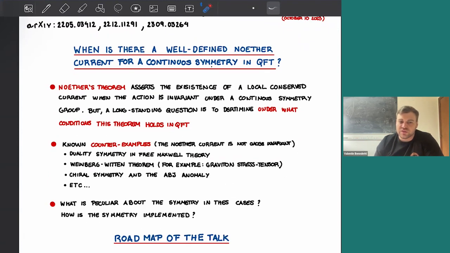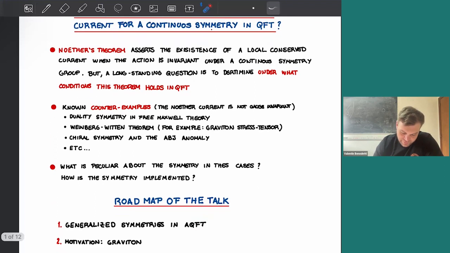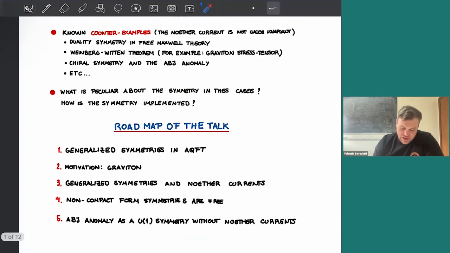What we want to ask is what is peculiar about the symmetry in these cases, and how is the symmetry implemented in the absence of a current. Our way there, more or less the plan of the talk, I will tell you about generalized symmetries in algebraic quantum field theory. Then we will work out an example that I think is a motivation for the idea, which is the graviton example. And then I will describe precisely the relation between generalized symmetries and Noether currents.